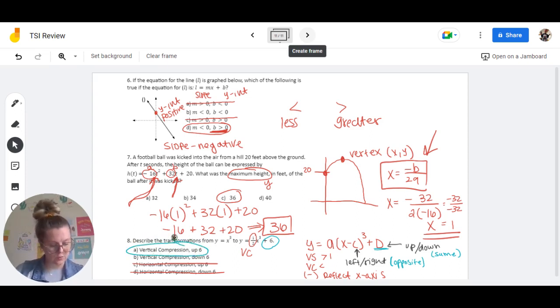So this is super important here. I know we touched on it at the way beginning of the year. Our A values, vertical stretch, vertical compression, or a reflection if it's negative. C value is left and right and does the opposite of the sign. And then the D value stays the same and moves up and down.